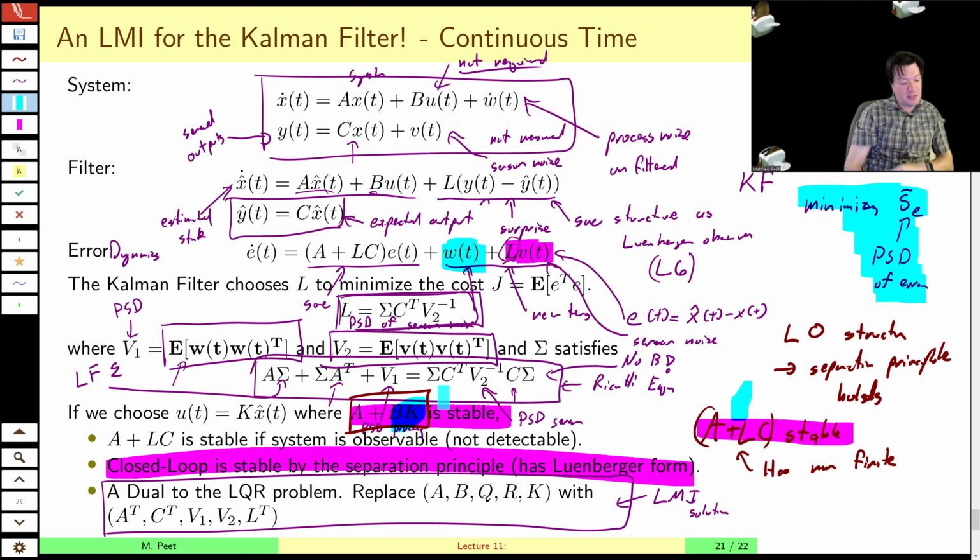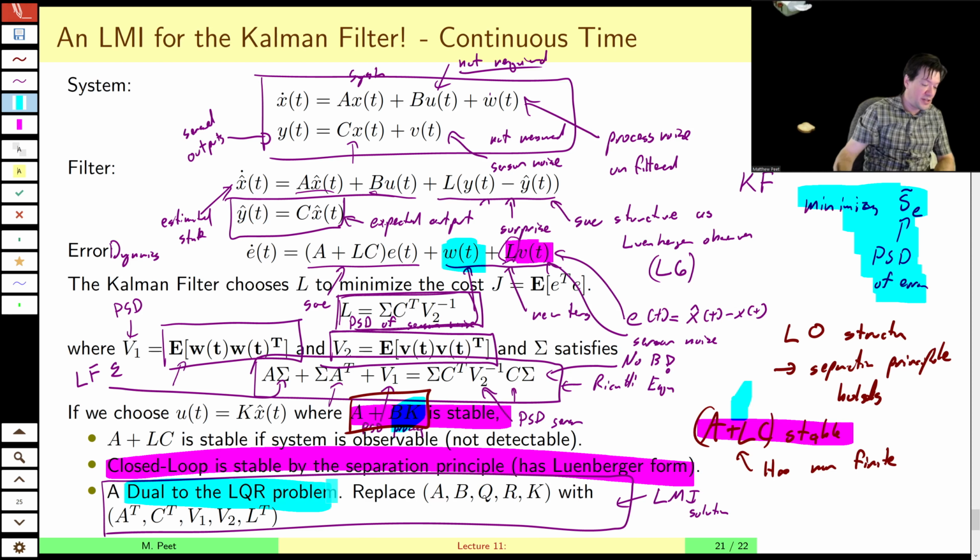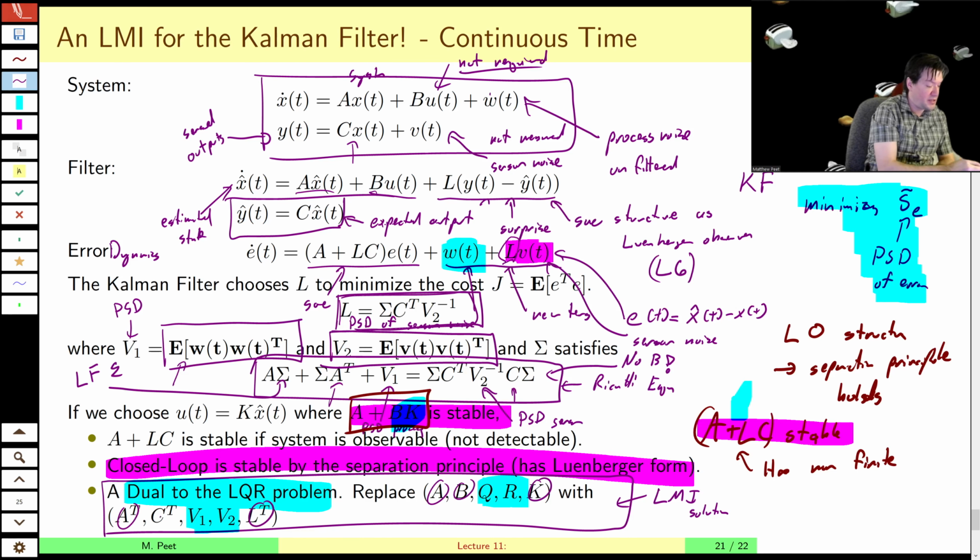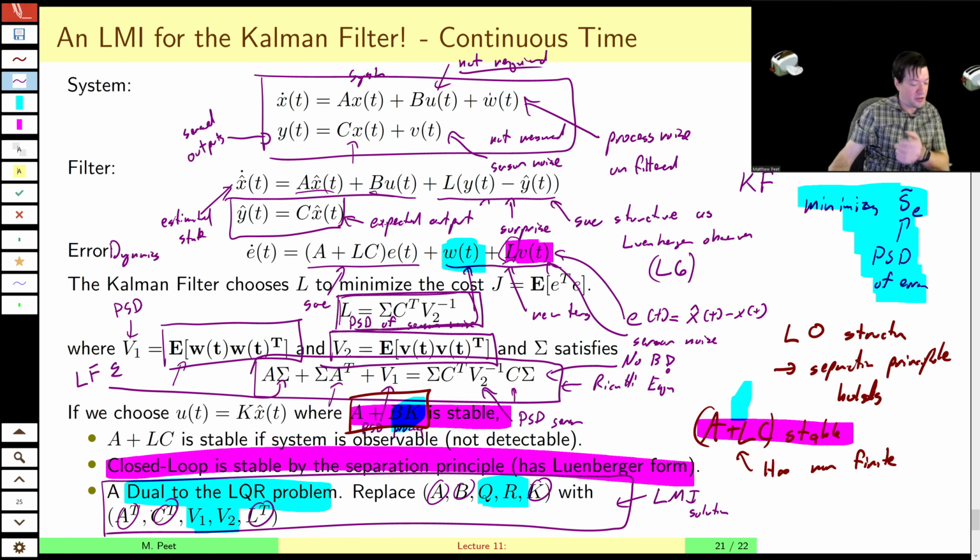In any case, it also reduces to the LQR problem. It's often called the LQG problem, where now we've replaced these weighting matrices with these variances, power spectral densities. Of course, in any dual, we replace K with L transpose, we replace A with A transpose, B with C transpose in the LQR problem. And so we could solve this with an LMI. Again, there's no homework assignment on it, but we wanted to make that connection.